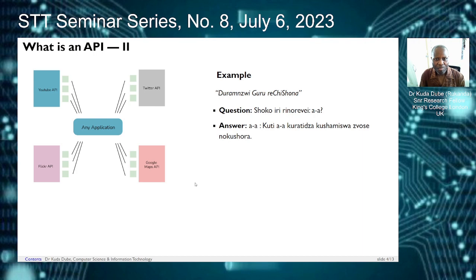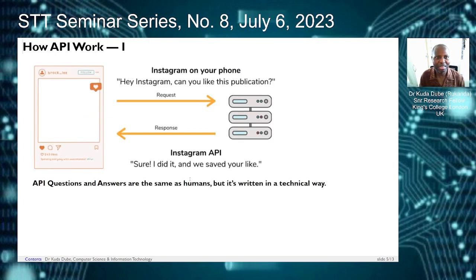Right. Here's an example. We have Duramanzi, Guru Rechishona, of course. Apologies for the spelling for Duramanzi. We can ask a question, Shoko irinore a. Right. And you can get the answer that says kuti a kuratidza kushamiswa zvose nokushora. Right. So an API can be built for the Shona dictionary because in general the dictionary operates through a question-answer paradigm. Normally an API accepts a request.